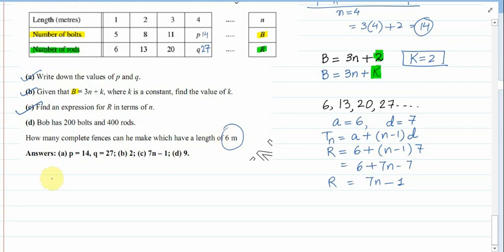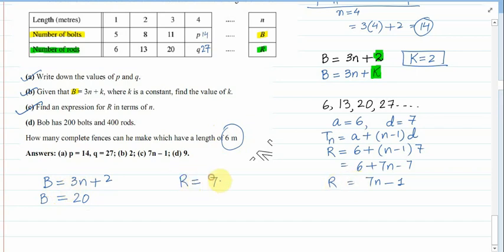For bolts we have the expression 3n plus 2. So 3 times n, where n is 6. 3 sixes are 18, 18 plus 2, it's 20, right? Alright, and for rods, let me check the value of rods here.